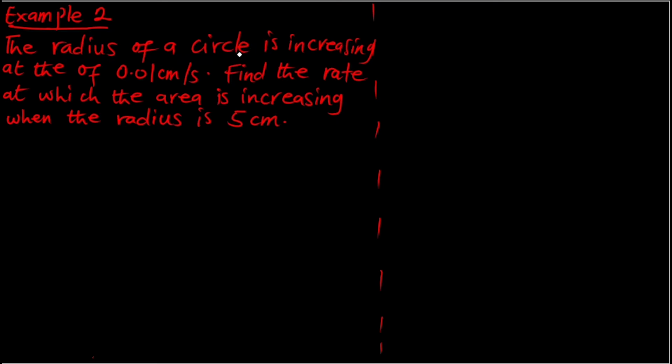The radius of a circle is increasing at the rate of 0.01 centimeter per second. Find the rate at which the area is increasing when the radius is 5. So let's write down the parameters. So solution, things we have here, the radius is changing. So let r be radius, and let A be area, and the radius is increasing at the rate of 0.01. Is it increasing with any other parameter? No. At the rate of what? No other parameter. So meaning changing with time.